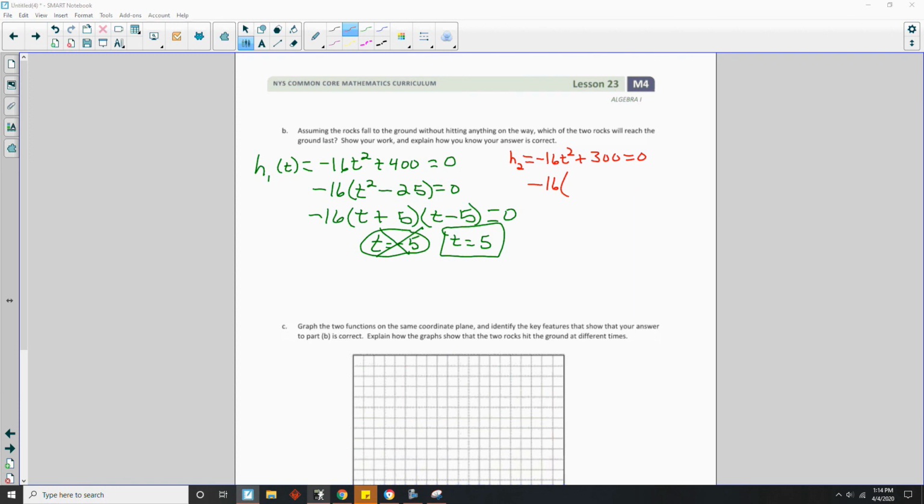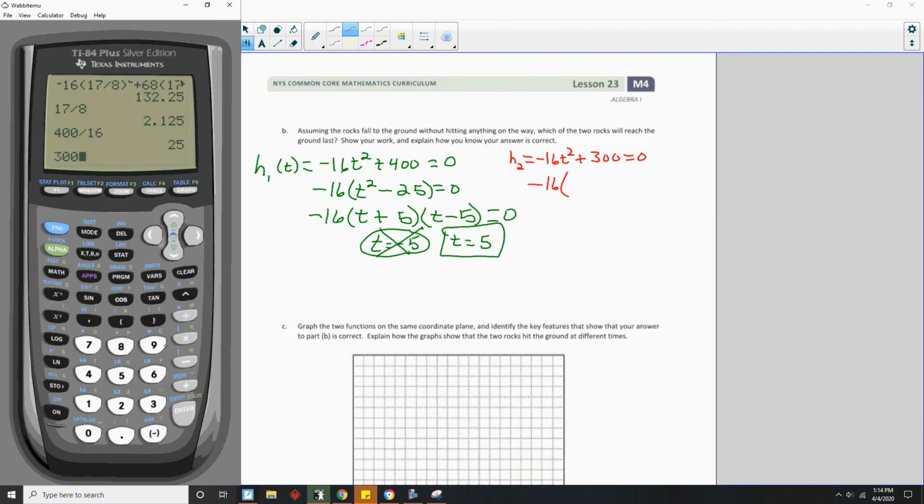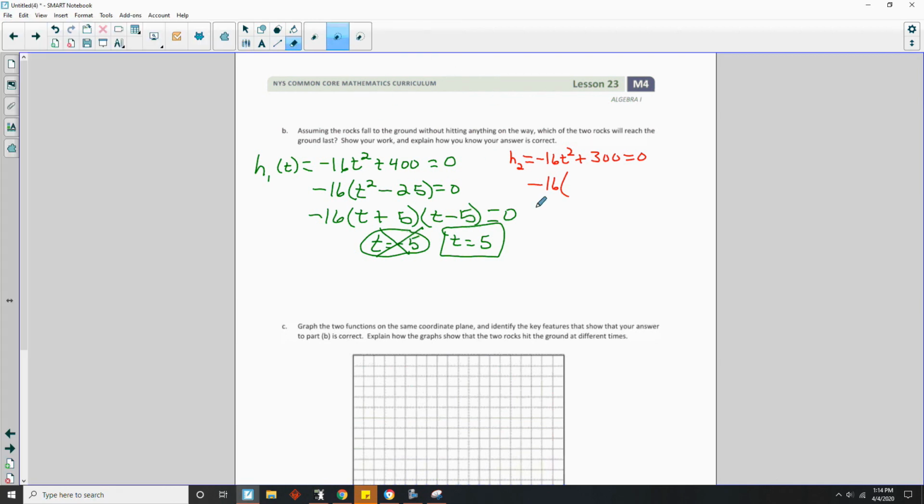Let me see, no, 300, that won't work. 300, just checking real quick, divided by 16. No, it's a fraction, will not work, so let's do something differently here. So what we have to do is move the 300 over to the other side.